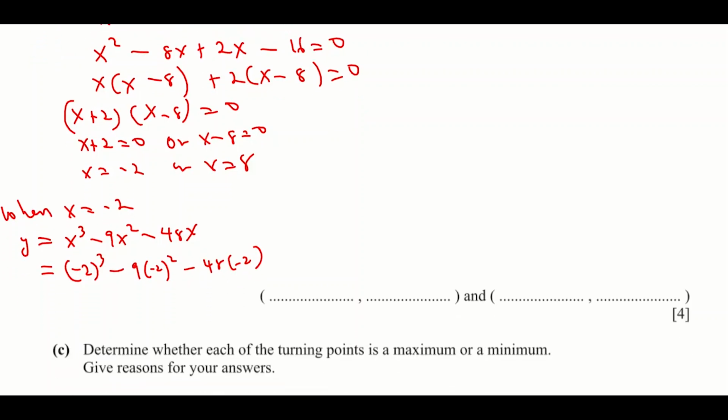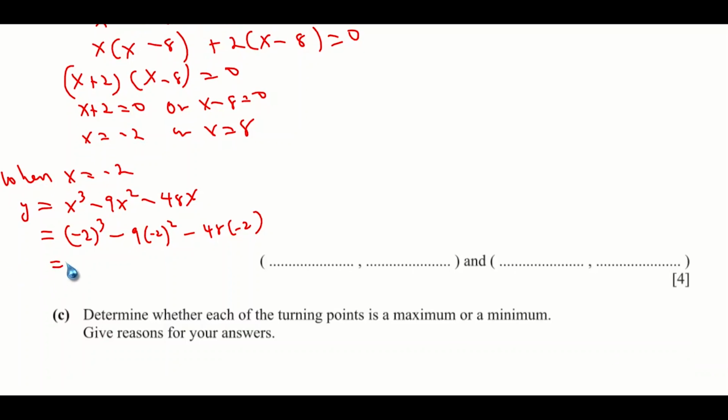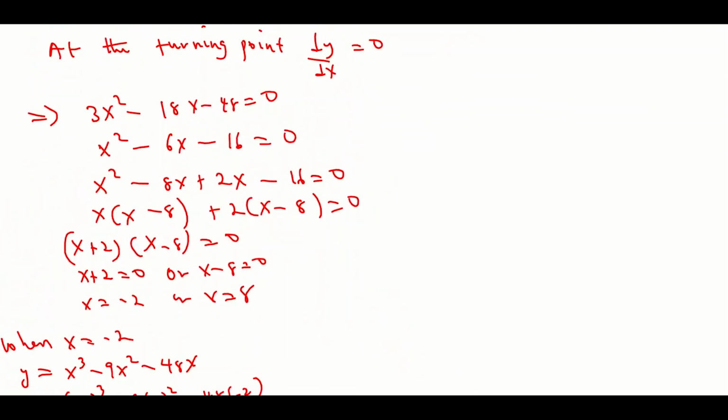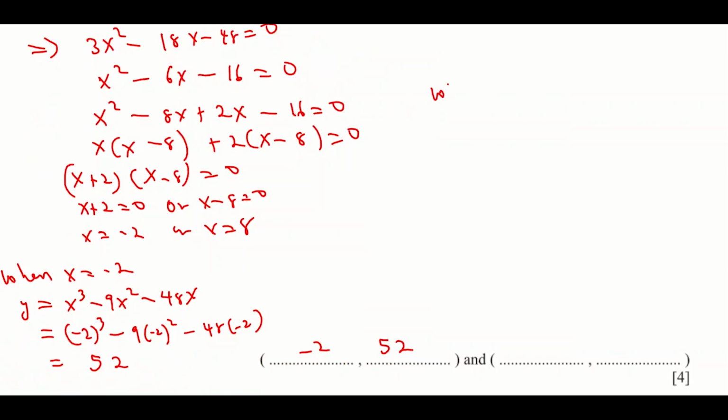So from here, if you input this into your calculator, when x equals minus 2, then y will be equal to 52. Okay, 52. So you have minus 2 comma 52. Okay, so for the second one, I think I can partition this like this, sorry.